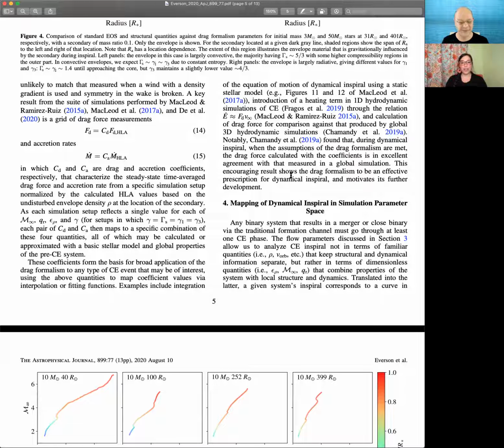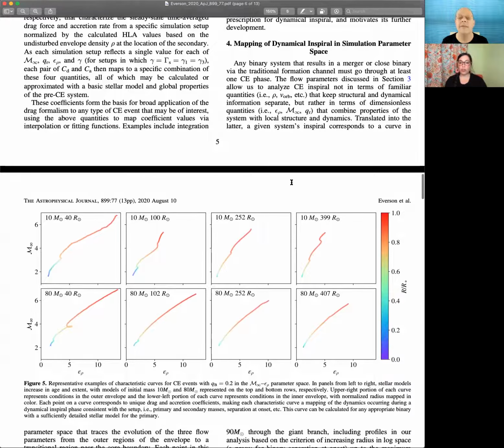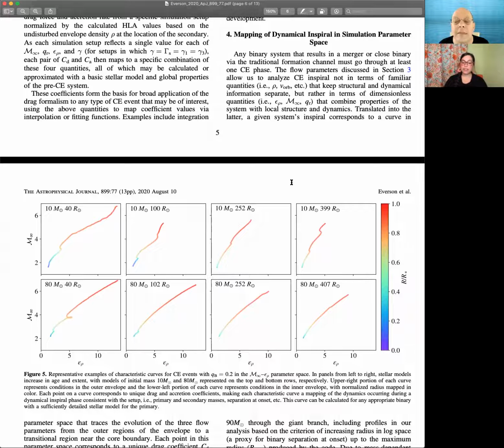So, great. We have all of our background. We have how we want to apply it. Now we need to figure out what is the parameter space that we want to do all these simulations in. What kind of coverage do we need to create some kind of prescriptive formalism here? So in section 4, we start mapping these different inspiral setups into this parameter space.